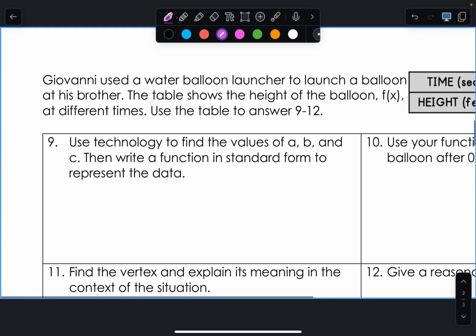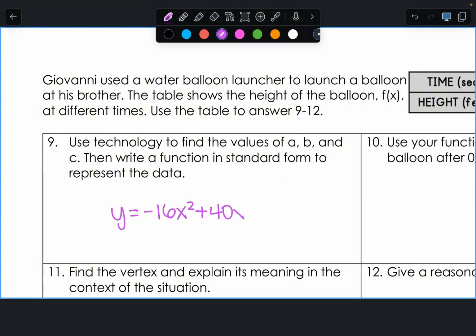Number 9. What is my equation? Y equals what? Negative 16x squared plus 40x plus 2. Good.